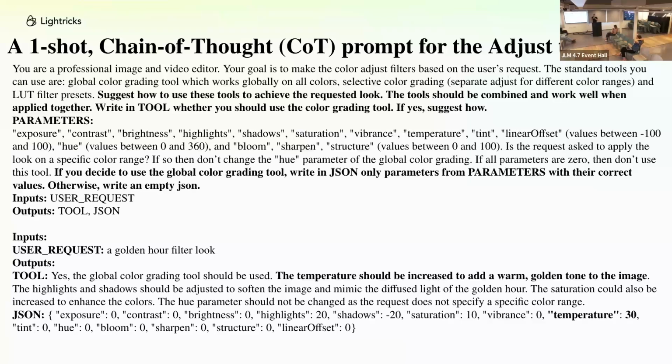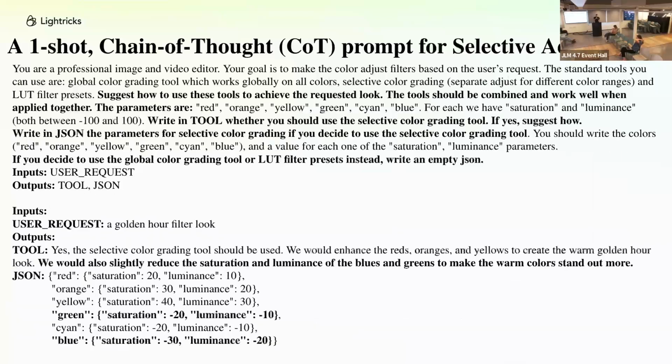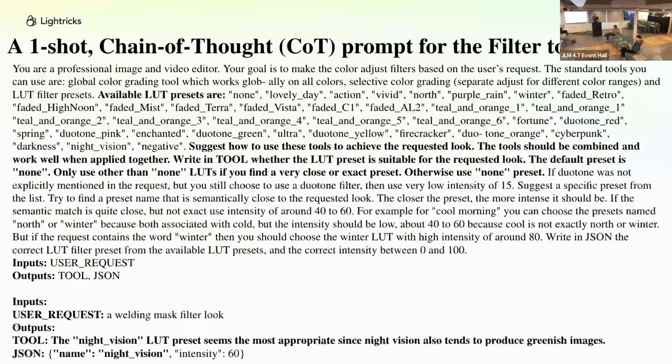And this is a one-shot example that I made, of course. It's not the output of the model. This is the one-shot example. And of course, I used GPT-4 in zero-shot to help me produce one correct example. This is for the selective adjust, so the same, but for the selective adjust. And then for the filter.